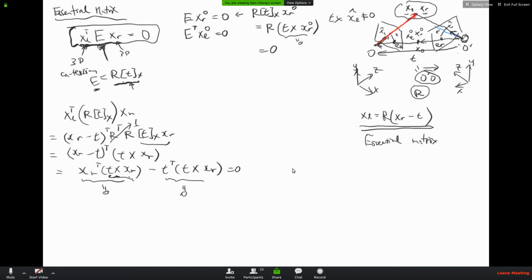You can show something similar for this guy here, but I will just omit it. You may try that out as an exercise if you're interested. It's actually in the slides anyway. So we have this property here and also this property here for the essential matrix. Now I want to introduce something known as the fundamental matrix. Maybe I can erase this one now. This is a proof for this.